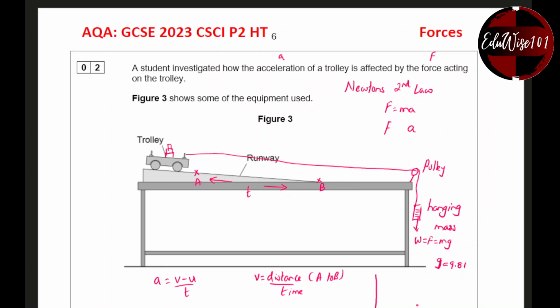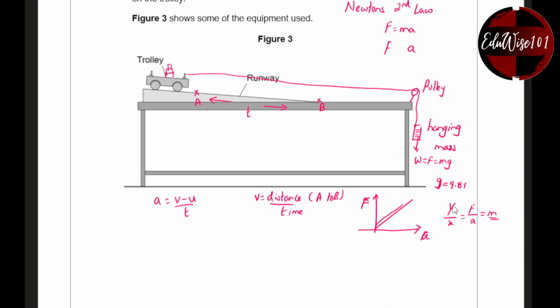So if you were to draw a graph of force versus acceleration, the force is going to be here and the acceleration is over there. So that means the gradient is y over x, which should be force over acceleration, which will give me the mass, which is going to be constant. So it should be a straight line going through the axis at 0. So how do we answer a question like this?